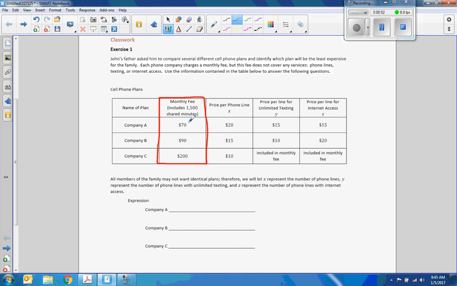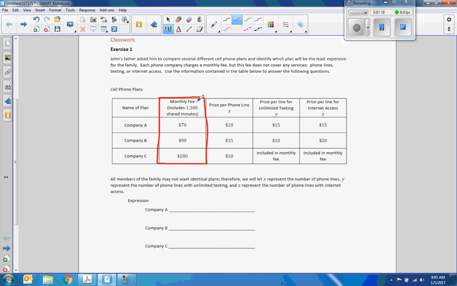So if I choose company A, and I have one phone line, it's going to charge me $70 plus the phone line. If I don't want unlimited texting or internet access, then those charges will not be added in. But obviously we're going to need at least one phone line, or we don't need a phone plan. Okay, so X has to be at least one, but Y and Z can be zero.